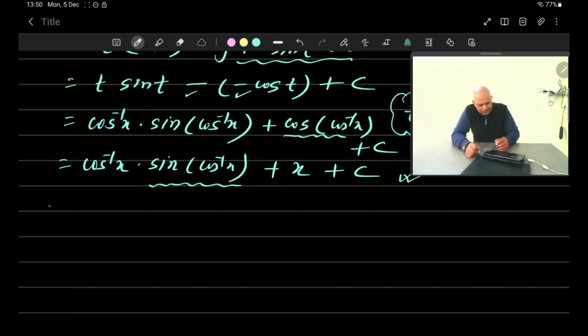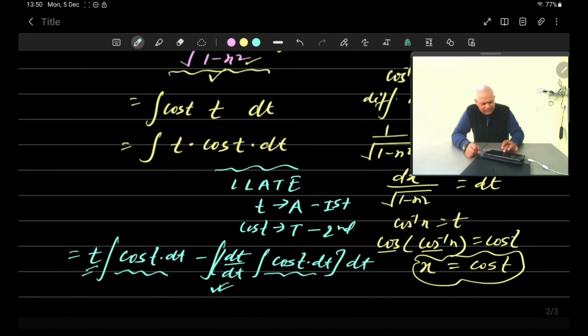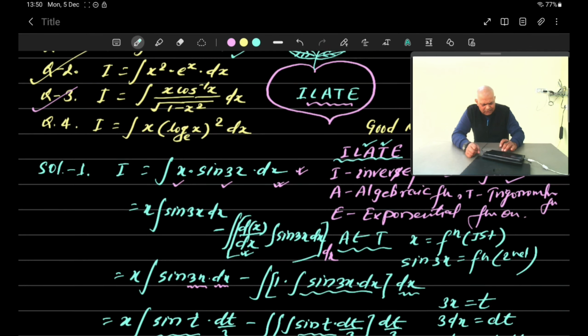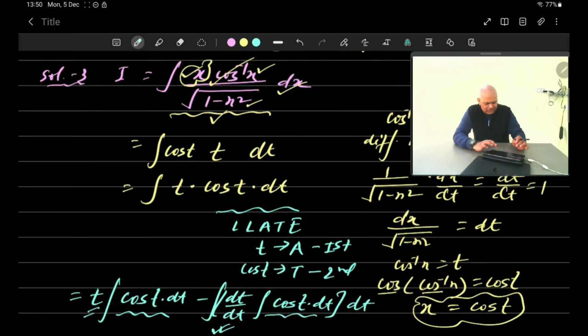Now I am going to solve another question for you, and that is question number 4. And the fourth question is I equals the integral of x log ex whole squared times dx. Just see here.